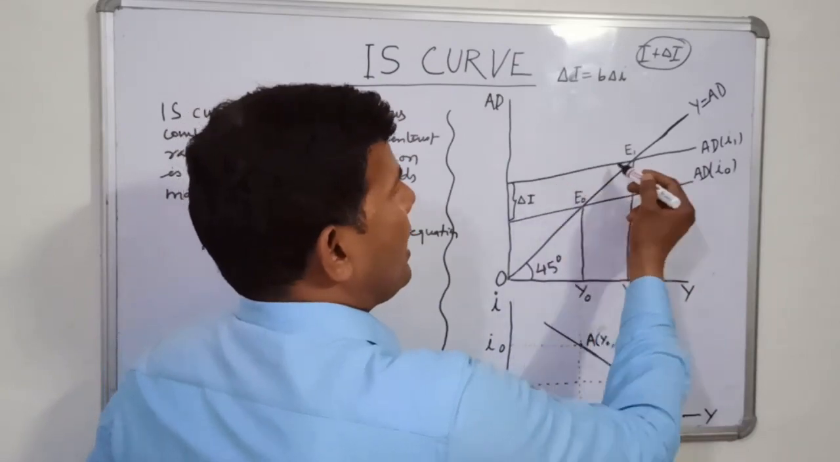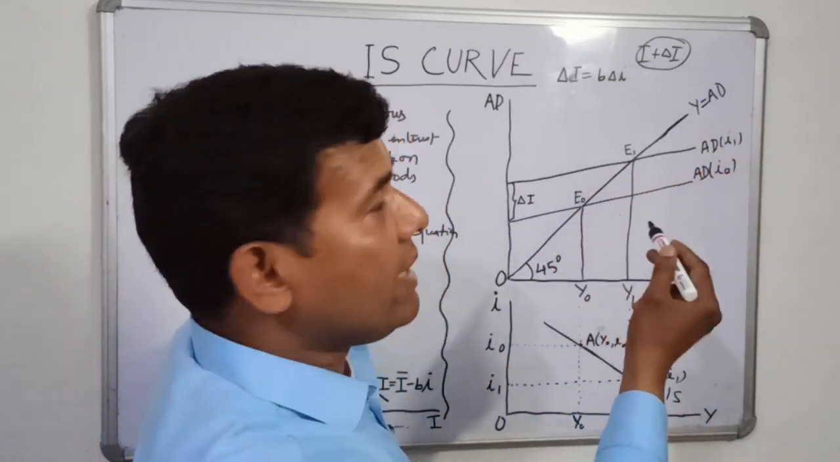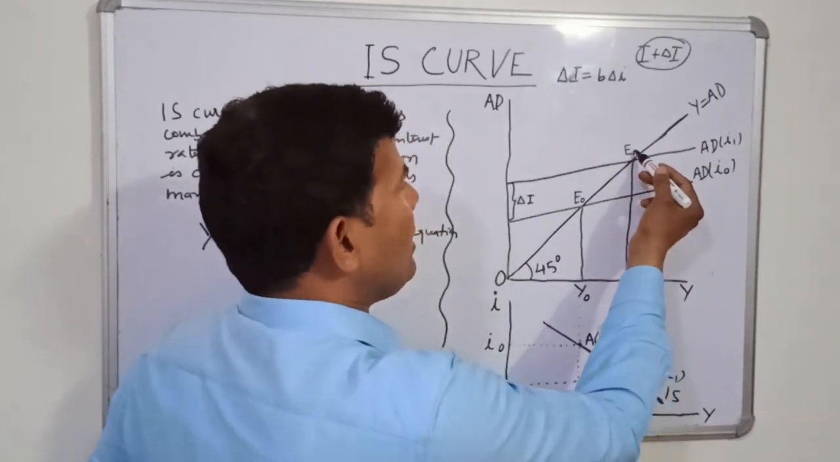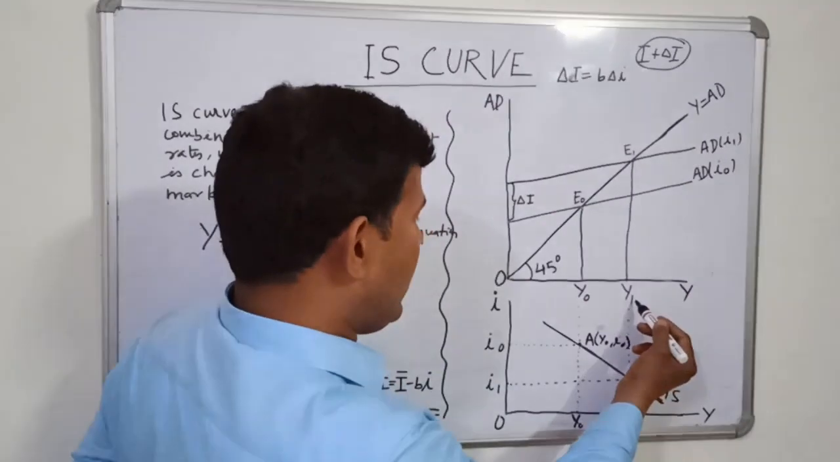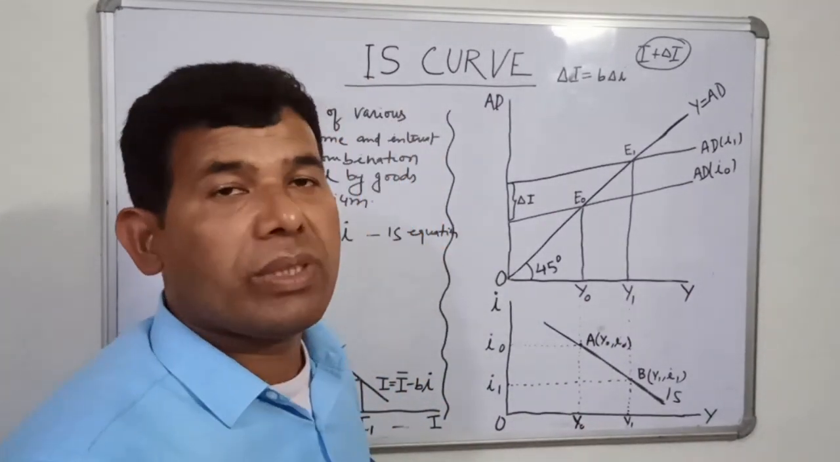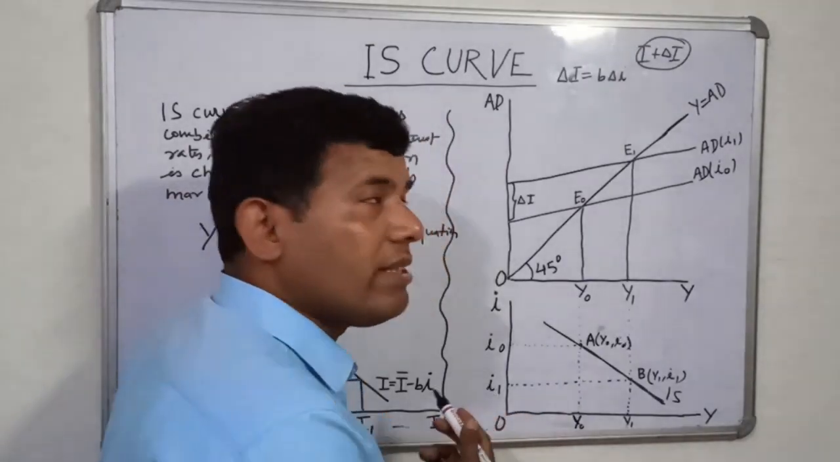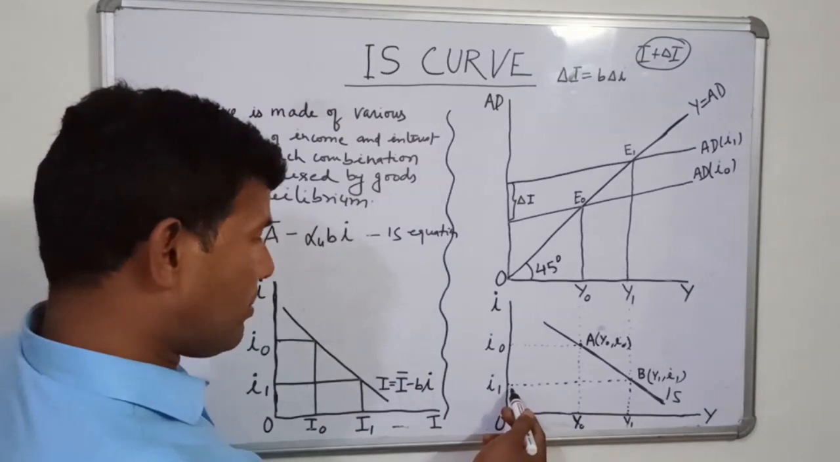So when aggregate demand rises, your new equilibrium level of income is identified on the basis of the point on the 45-degree line at which the new aggregate demand line intersects. So it intersects at E1, right? And E1 gives us the Y1 level of new equilibrium income. Now this new equilibrium level of income is associated with which level of interest rate? I1 interest rate, right? So this I1 interest rate we identify here, right?